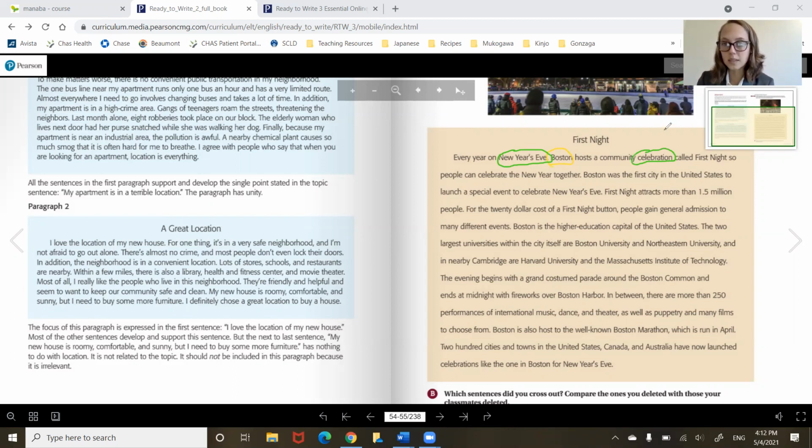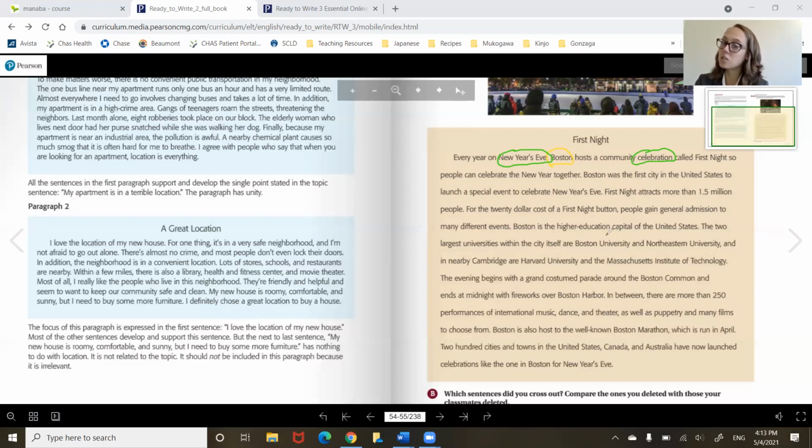Okay, so let's see. Boston was the first city to launch a special event on New Year's Eve. Connected, right? Talking about Boston, New Year's Eve. First Night attracts more than 1.5 million people. Connected, about New Year's Eve. For the $20 cost of a First Night button, people can gain general admission to many different events. Connected. Boston is the higher education capital in the United States.